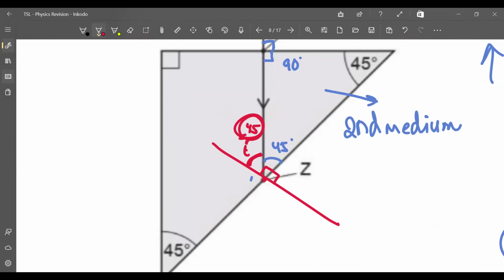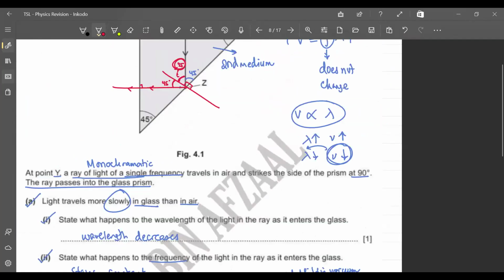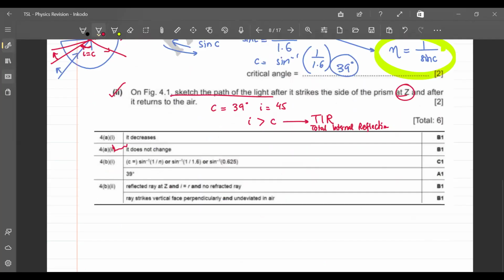और जब रिफ्लेक्शन होगी तो एंगल ऑफ इंसिडेंस और एंगल ऑफ रिफ्लेक्शन बराबर होना चाहिए. दिस इज 45, दिस इज 90 and this goes back into air. Because it is exiting the prism at 90 degrees, this means it does not bend, it does not undergo refraction. Let's move on to the next question.